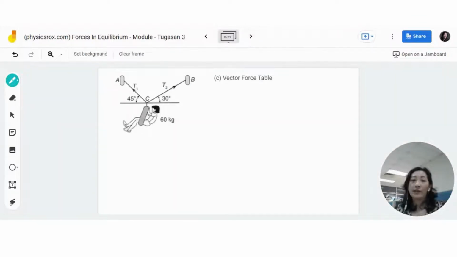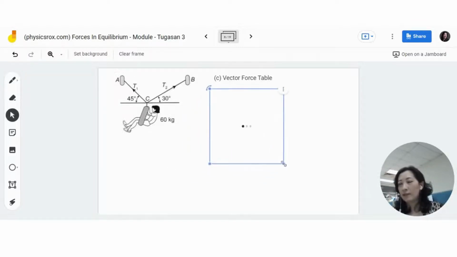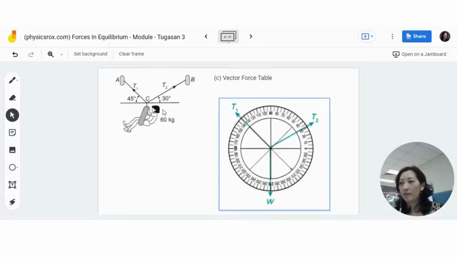Now, for the vector force table, what are you supposed to do? The vector force table is essentially a lab kit for you to do the experiment in lab to prove forces in equilibrium. And what they want you to do in this question is to just draw how you should be placing the string in order to study forces in equilibrium. So it's not difficult. This is what you do. Let me just give you the answer over here.